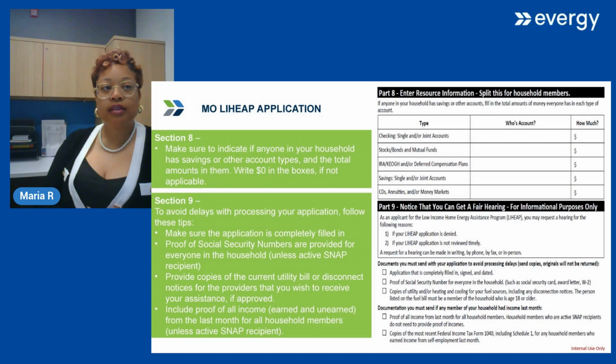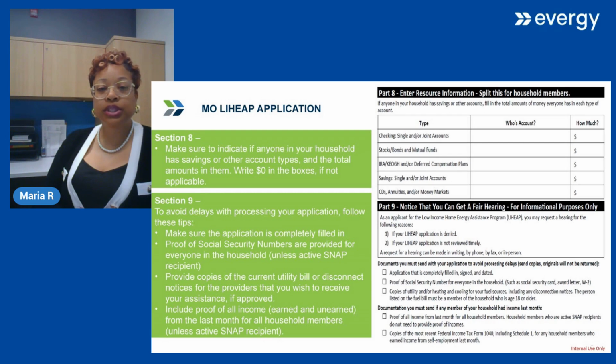Section 9, for informational purposes, an application checklist. This part of the application is for review to make sure all sections have been completely filled in. Proof of Social Security numbers have been provided for everyone in the home, unless the adults are receiving SNAP food assistance. Copies of the current utility bills or disconnect notices should be included, and proof of all income for the previous month for all household members as well.